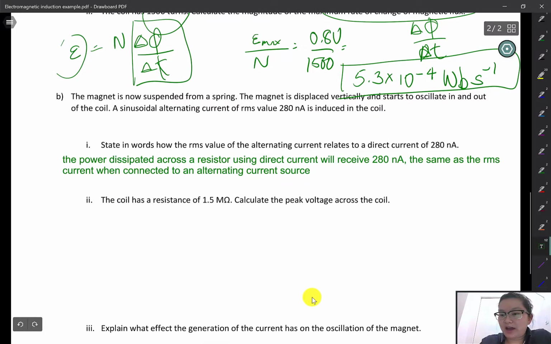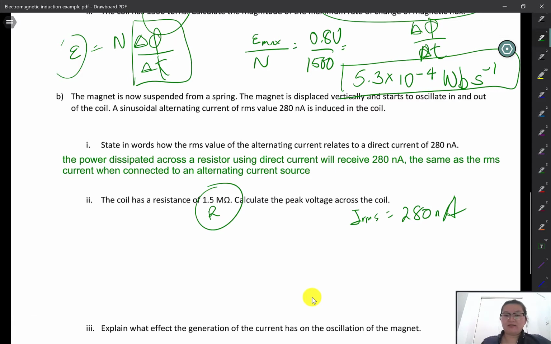So we have here, this gives us the resistance. We have an alternating current, which is RMS here, 280 nanoamps, and we want to find the peak voltage. So again, we can't find the peak voltage directly from the RMS value for the current. We can use the RMS value of the current to find the RMS value for the voltage. So we can do that first.